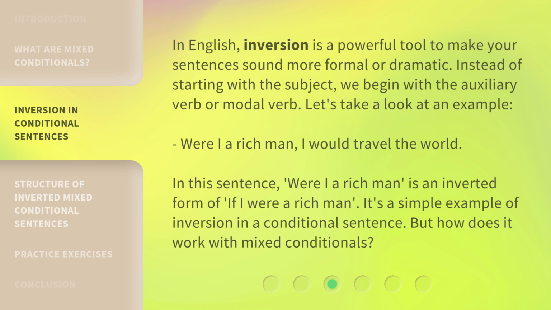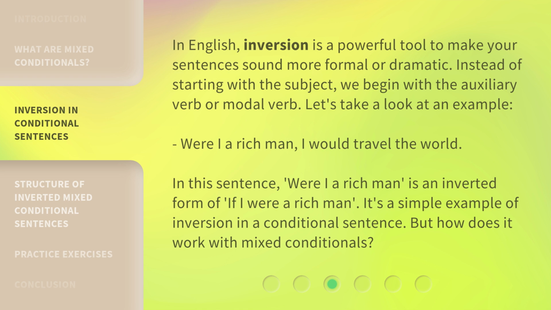In English, inversion is a powerful tool to make your sentences sound more formal or dramatic. Instead of starting with the subject, we begin with the auxiliary verb or modal verb. Let's take a look at an example.